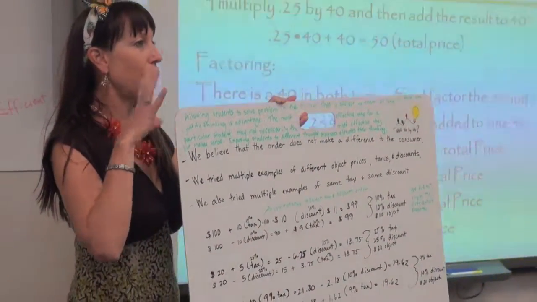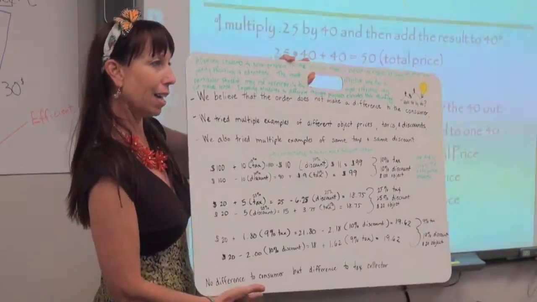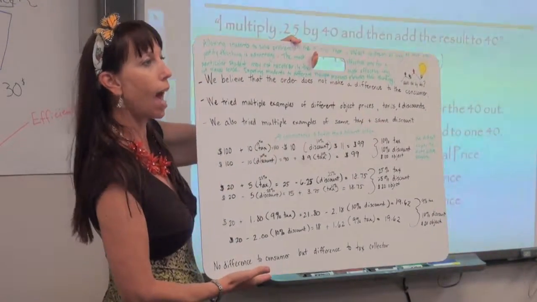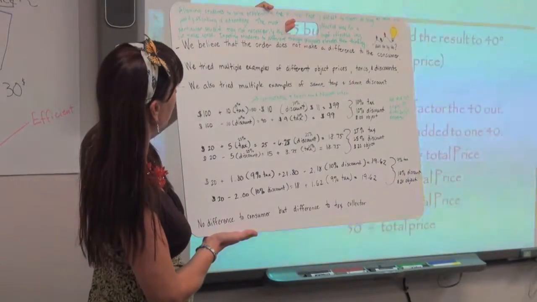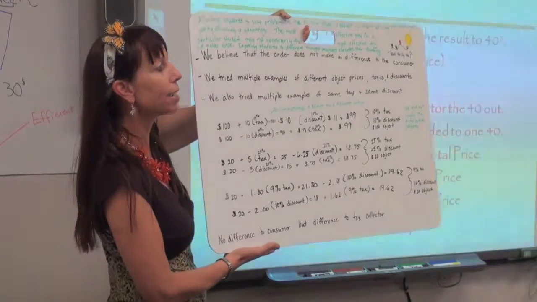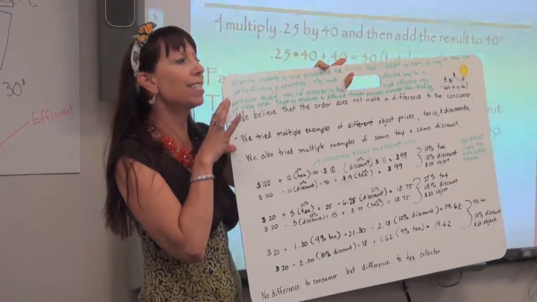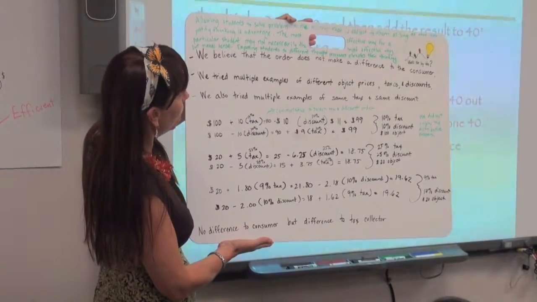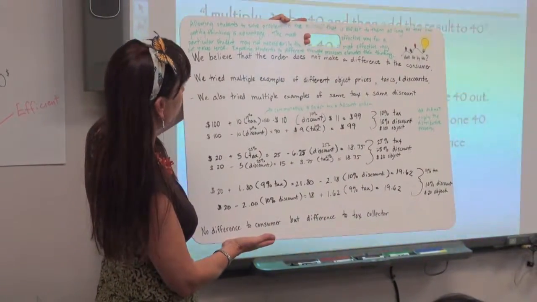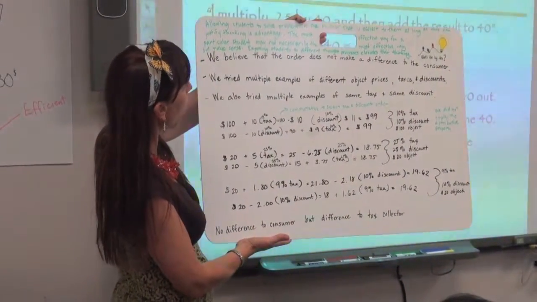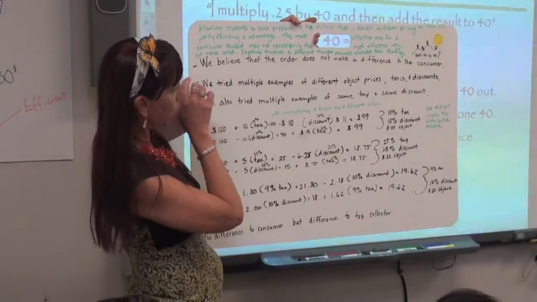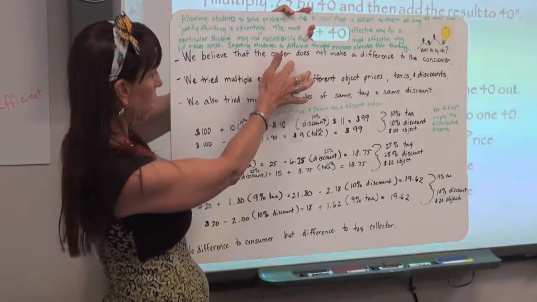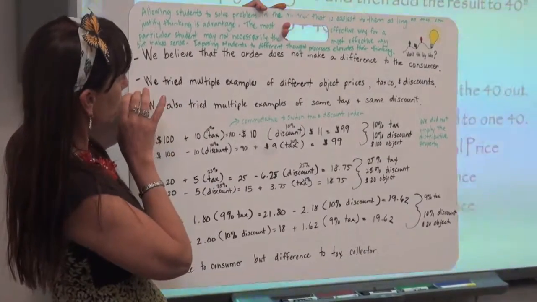Which was like this originally, the whole idea of this, and the green is kind of what we pulled together and added. There's Kindergarten, we're color coded. Okay, so this part is answering this question. So we believe that the order does not make a difference to the consumer. That's your thesis, your conjecture, and here's your justification.